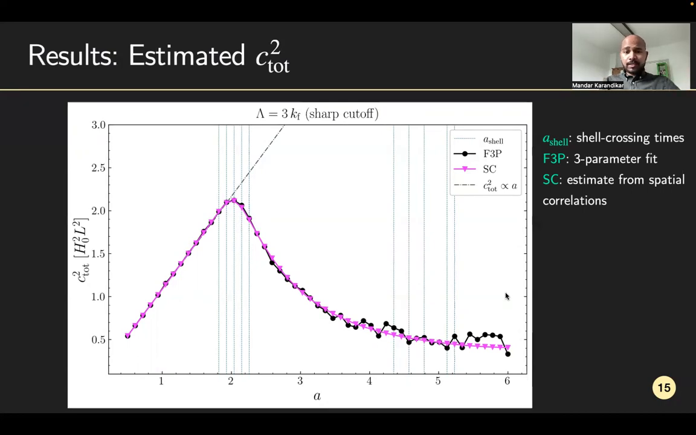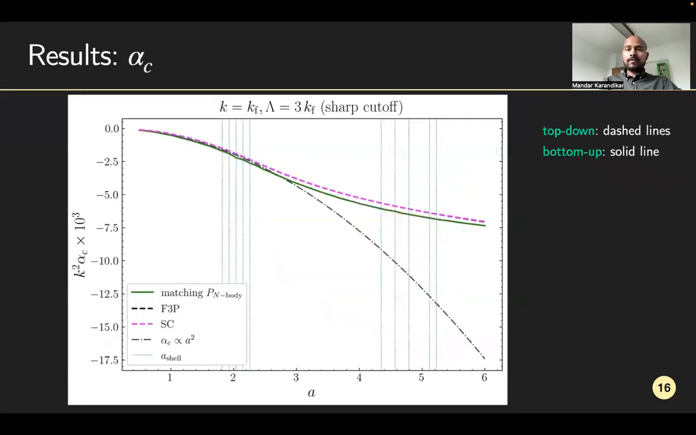Then the same C square can be translated into an alpha C using the integral that we've shown before. And now here we finally compare the top-down and the bottom-up case. The quantity plotted is alpha C, but a dimensionless version of it as a function of time, again for the fundamental mode. And throughout the results, we've been using a sharp cutoff with a lambda of 3. The top-down estimators are the dashed lines, which are more or less overlapping with each other. And then the bottom-up is the solid line, which is this estimator where you directly match the power spectrum. And you see that both of them are in pretty good agreement with each other.